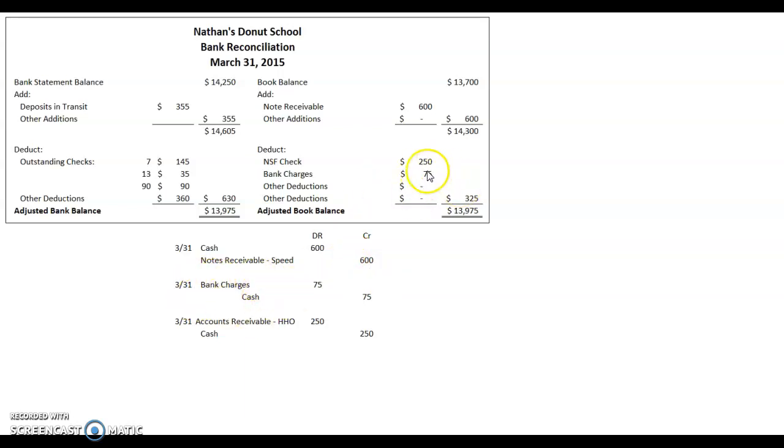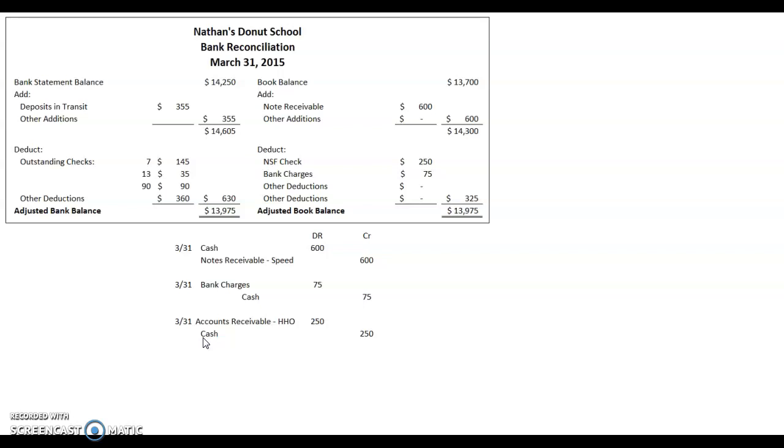Bank charges, the $75 bank charges, also need to be recorded. So we know that cash would be decreased. The bank charged us a fee. We have to decrease our cash. It was already decreased in our bank account. We need to decrease it in our books. And then we would use an account called bank charges or miscellaneous charges to debit for that expense for our bank charges.